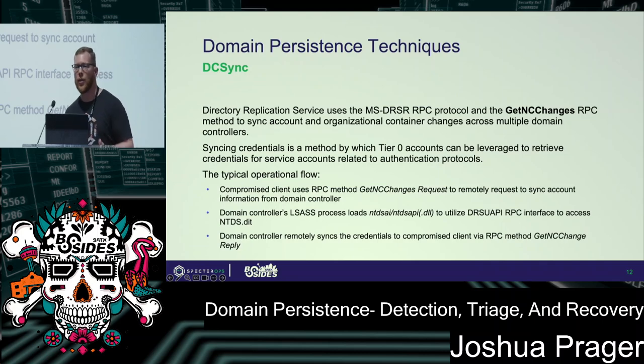The idea here is that we're using the RPC method GetNCChanges to request a copy of any changes to the domain controller. It's really a critical attack path for a lot of red teams, because it allows us to, in a simulated way, grab a very high profile service account such as the KRBTGT account, whose NTLM hash is used to sign every Kerberos ticket in the environment. So it's often abused from that case.